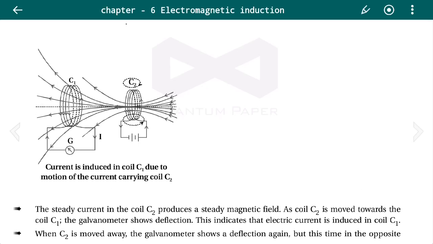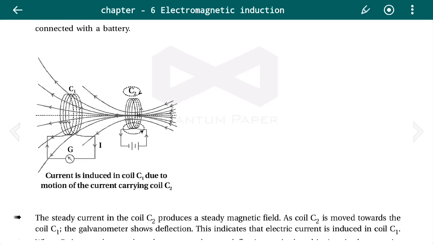When coil C2 is moving towards coil C1, the galvanometer shows the deflection indicating the presence of current. And when coil C2 is moved away from coil C1, then also the galvanometer shows deflection but in the opposite direction. That also shows the presence of current.